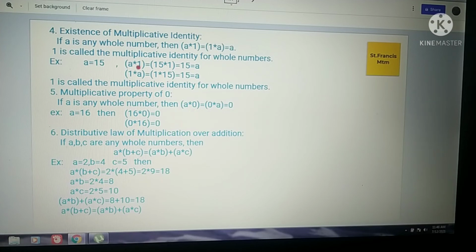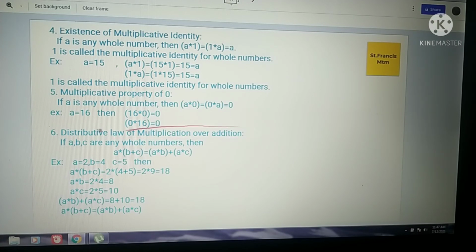Whereas if you multiply any number with 1, you will get that number only. So the multiplicative identity is 1, and the property for 0 is that the product is 0 only. See, here is one example: a equal to 16. 16 into 0, you get 0. 0 into 16 also you will get 0. Understood?